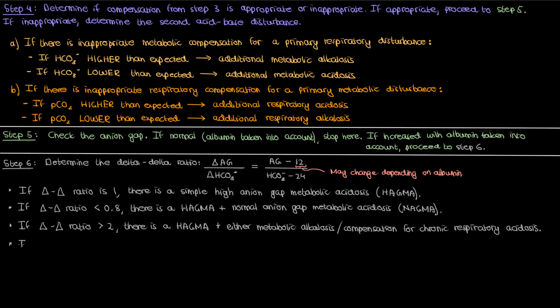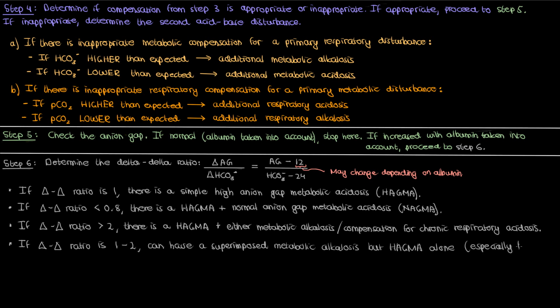Now, when your ratio is between 1 and 2, that's a bit of an ambiguous area. You could consider metabolic alkalosis being superimposed on a HAGMA in this range, but you could also just have a simple HAGMA in certain cases, particularly with lactic acidosis, where you can have a delta-delta ratio of 1.6. The reason for this is that even though the anion, the lactate, contributes to the anion gap, it actually gets buffered by things other than bicarb, which means that the drop in bicarb for a lactic acidosis will actually be less than the change in the anion gap. In general, that works out to a ratio of 1.6.